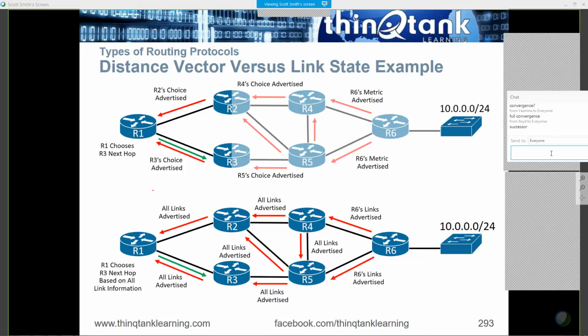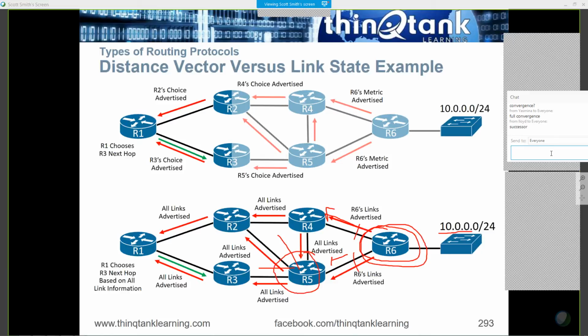Link state protocols are completely different, because what happens in a link state protocol is all links get advertised. That's why it's called link state. R6 does not just advertise the 10.0.0.0 subnet. R6 advertises to its neighbors the 10.0.0.0 subnet plus every other link that it's connected to. And then R5 passes that information on to its neighbors, plus all the links that R5 is connected to.